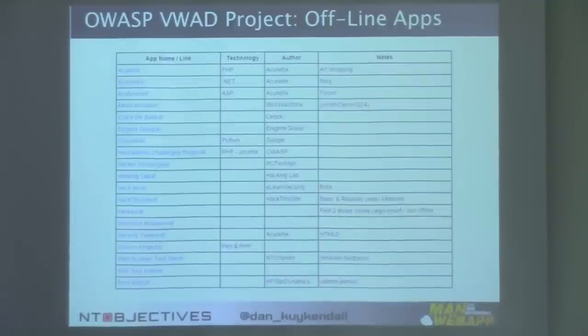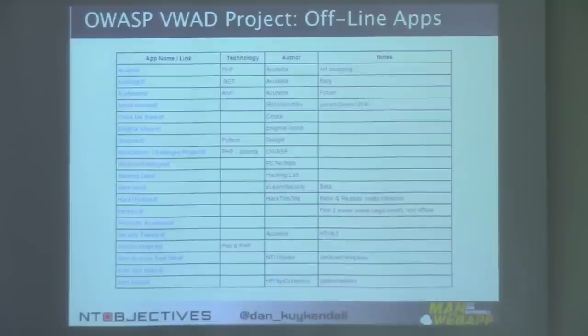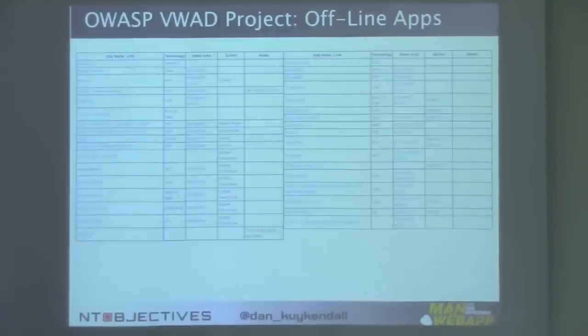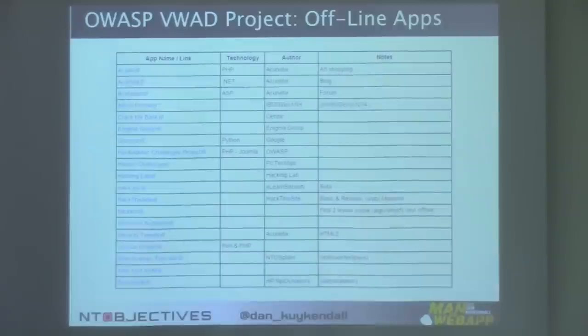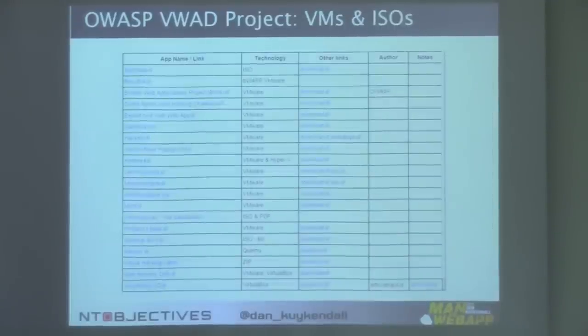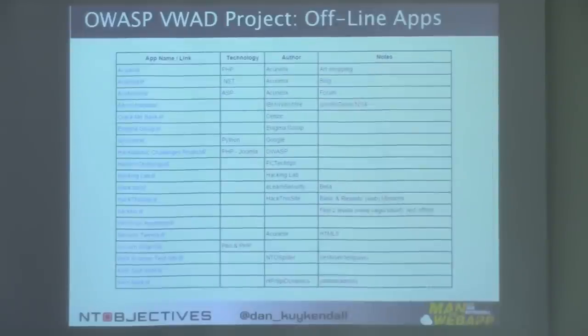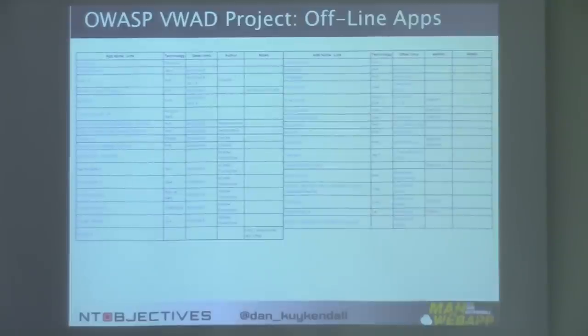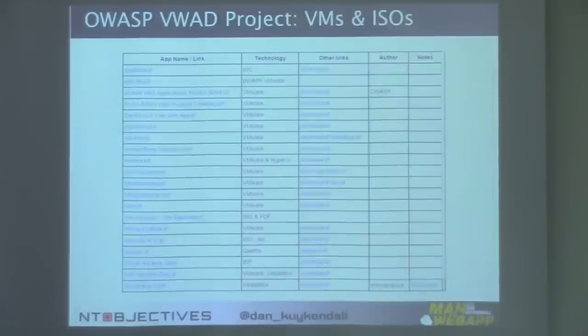The VWAD actually has two lists. There's the offline list, the stuff you can download and install yourself, and there are a lot of good apps there. And then there's the online list. Whatever, you can go look at the list, but there are online lists, there's an offline list, and there are some virtual machines that you can get as ISO.